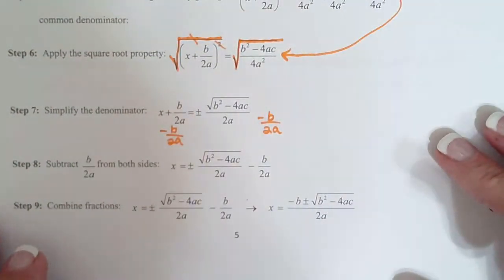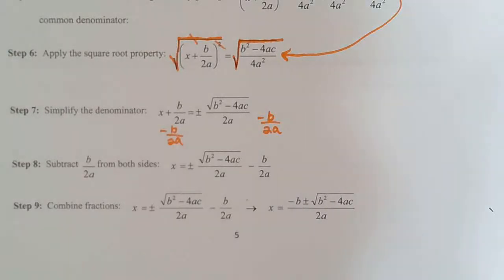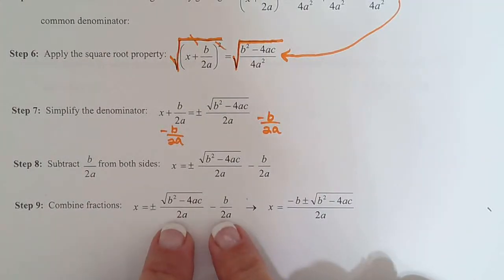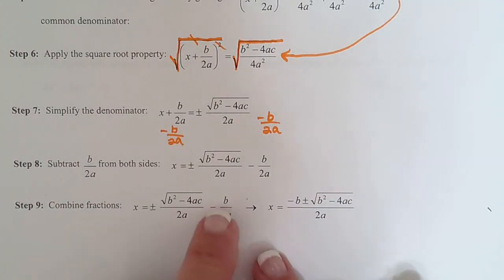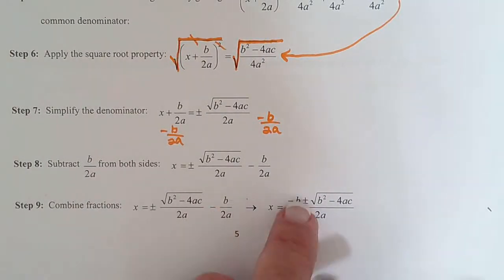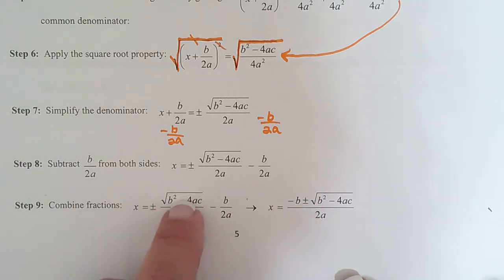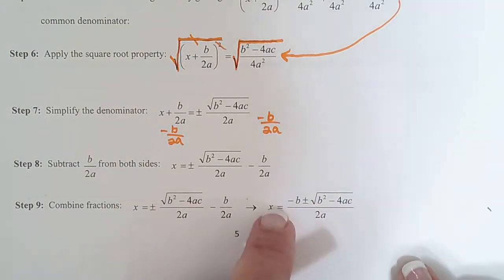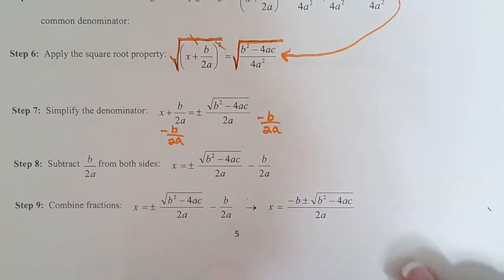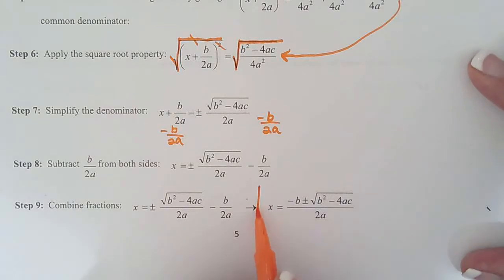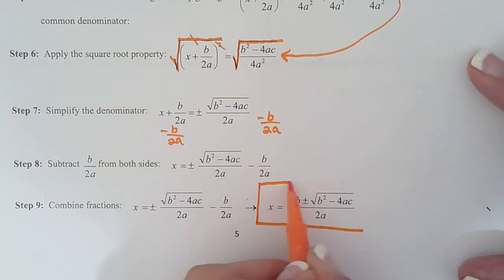Be nice if I was showing that as I talked about it, right? So these have a common denominator. So you do negative b plus or minus the square root of b squared minus 4ac all over 2a. And that, my friends, is called the quadratic formula.